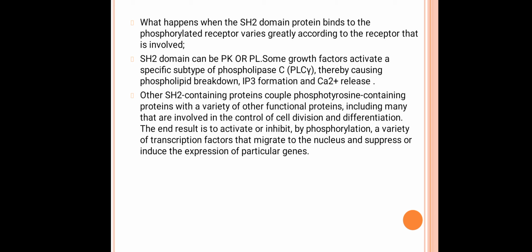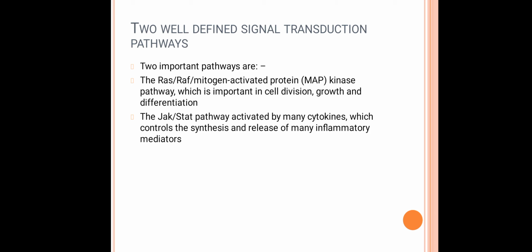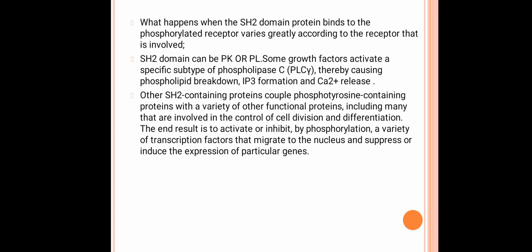After that, there will be a series of proteins that will be activated and phosphorylated. After that, they will go into the nucleus and they will induce or repress the transcription of the genes. So this is the basic mechanism, and based on this there are two types of important signaling pathways. The first pathway is the RAS-RAF MAP kinase pathway, which is very important in cell division, growth and differentiation, and the second is the JAK-STAT pathway, which is very important in inflammation. So we will be discussing in detail these two signaling pathways.